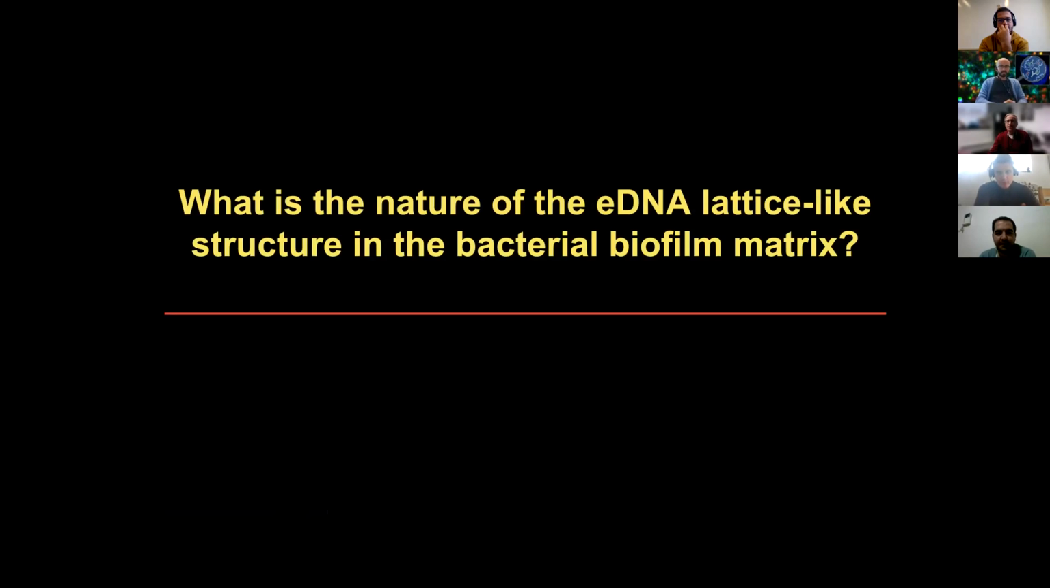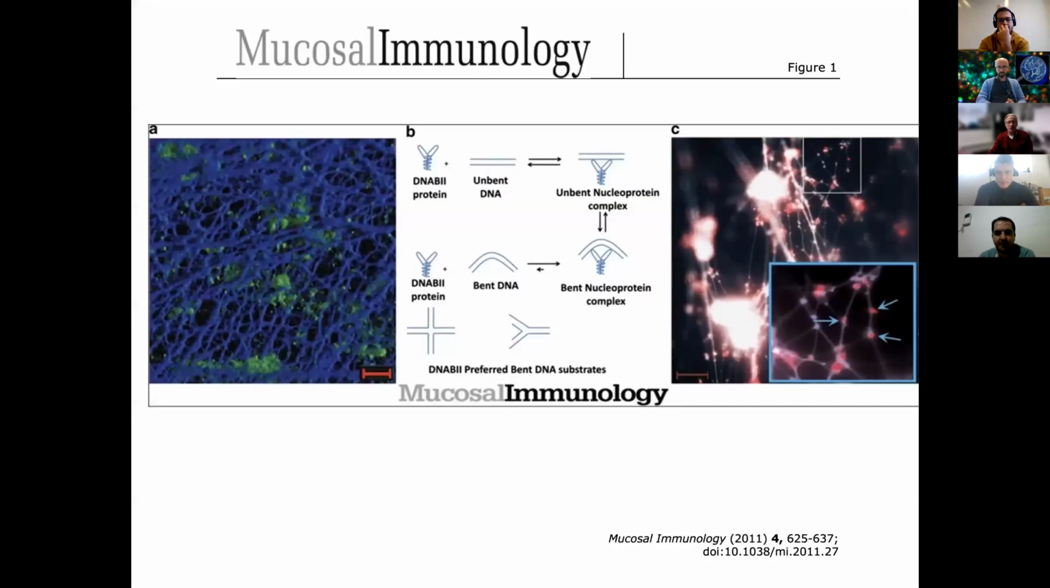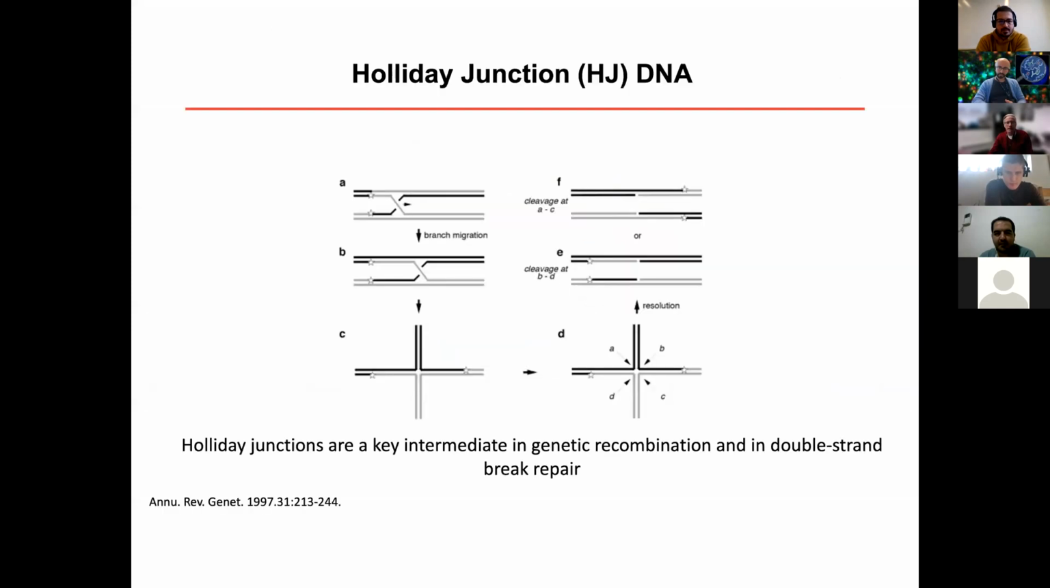So what is the nature of the eDNA lattice structure in the bacterial biofilm? And this is the prelude to the zDNA story. As I told you, the DNABII proteins bind to DNA and bend DNA. But if the DNA is already in a bent conformation, they will bind with higher affinity. And one of the structures that the DNABII family binds to with very high affinity are Holliday Junctions.